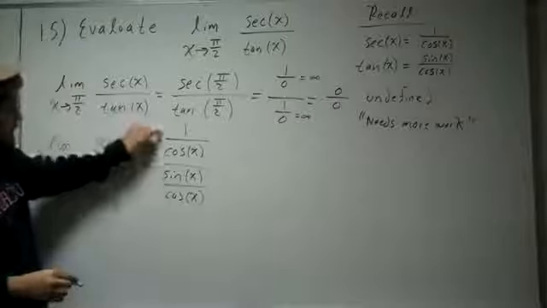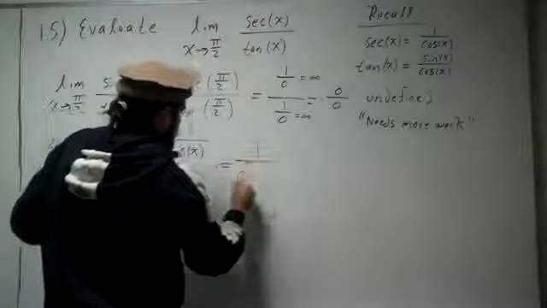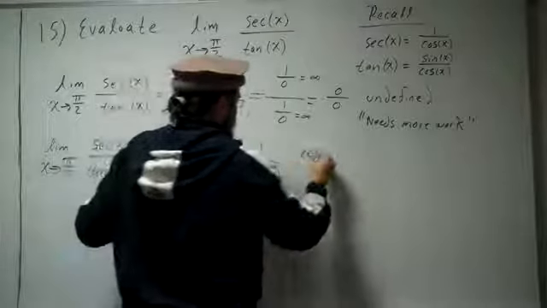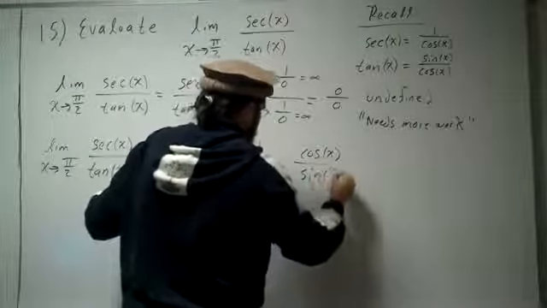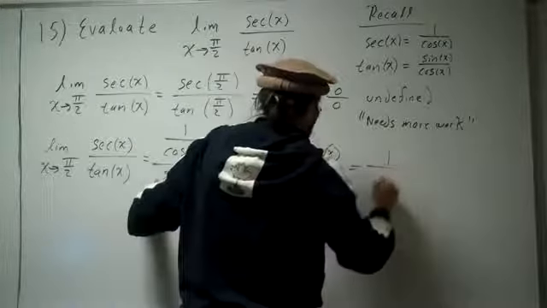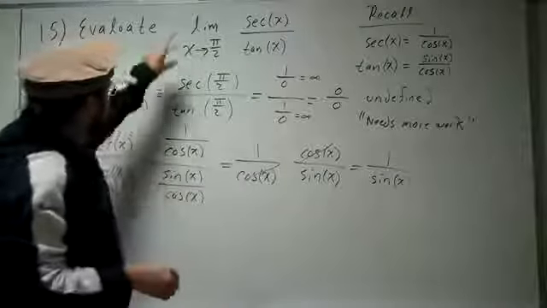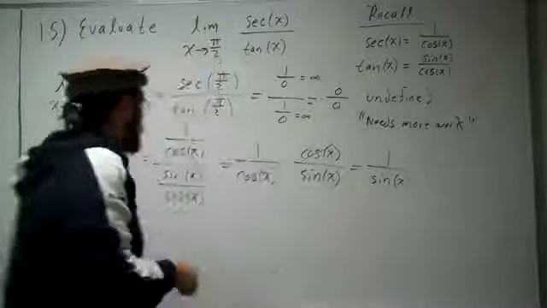Now we have a fraction divided by another fraction. Just multiply by the reciprocal, times cosine of x over sine x. So the cosines cancel out, and you're left with 1 over sine of x. So what does that mean? If you take the limit of this, it's the same thing as taking the limit of this. So let's try that now.